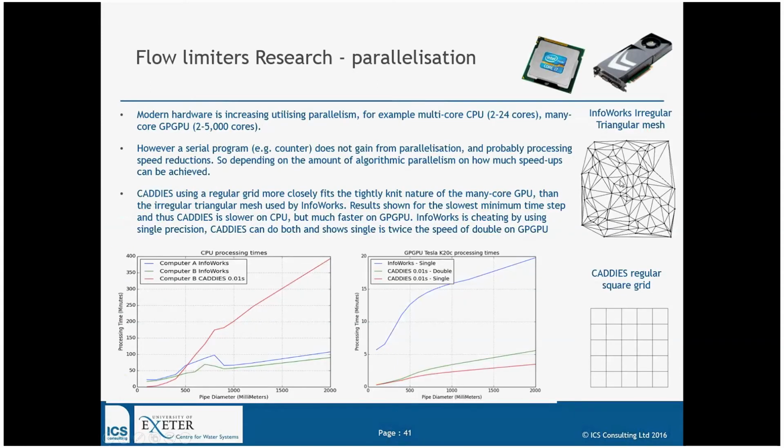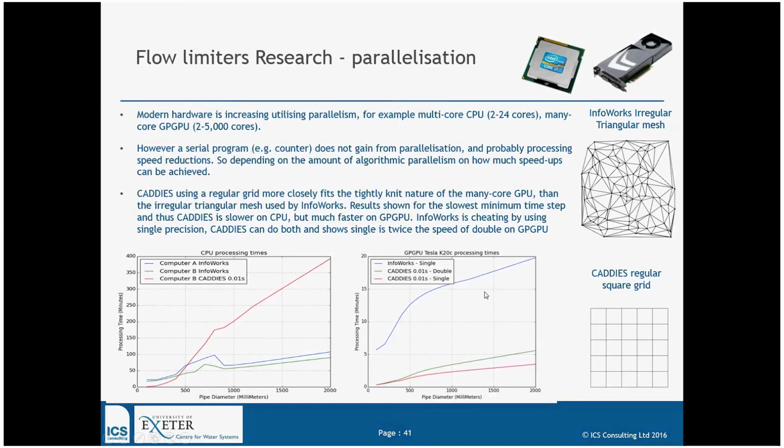So yes, using a triangular irregular mesh, you can change the resolution spatially, but the problem is that it is an irregular mesh, so you don't know which neighbours you're going to get ahead of time. So using a CPU here, using our very slowest time step, we are actually slower than InfoWorks. As we've seen, we can increase that speed using a better time step.